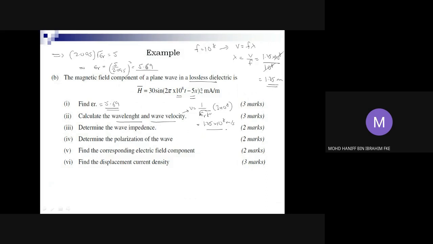Let me see. So this is per second, sorry, the velocity is 1.25 times 10 power of 8 meter per second, and the lambda is in meter, 1.25 in meter unit. So that should be your lambda, the wavelength, and the velocity. That's how we calculate the velocity, and the velocity that we obtain shall then be used to calculate the lambda, or the wavelength of the wave.